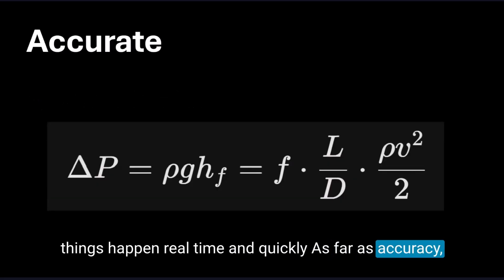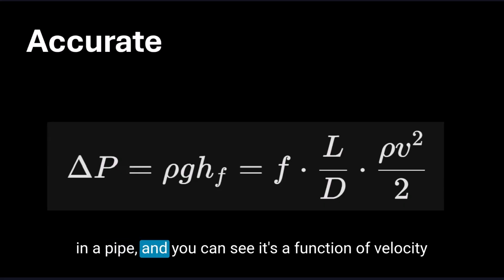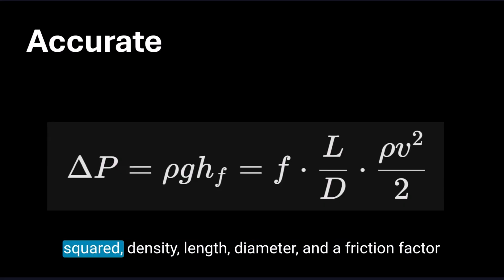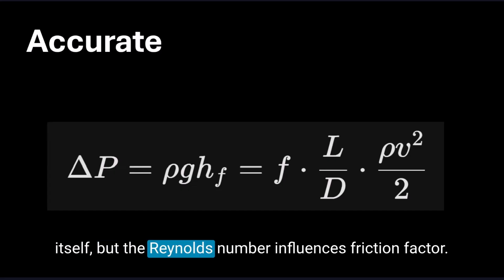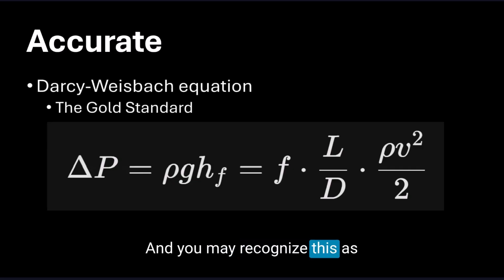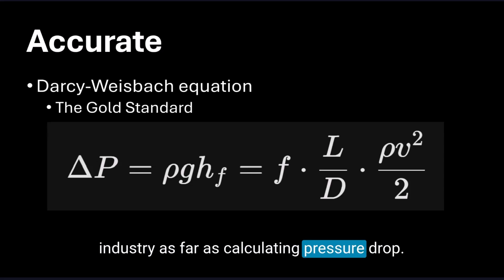As far as accuracy, here's a formula that tries to calculate pressure drop in a pipe. And you can see it's a function of velocity squared, density, length, diameter, and a friction factor that has embedded in it not only the piping material itself, but the Reynolds number influences friction factor. And you may recognize this as the Darcy-Weisbach equation. It's considered the gold standard in the industry as far as calculating pressure drop.